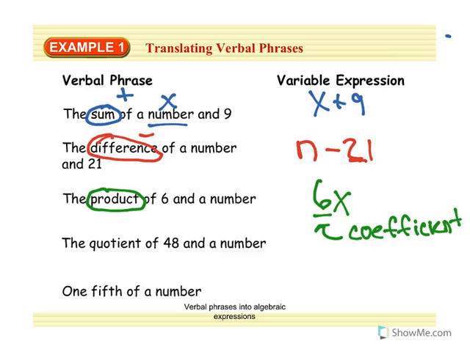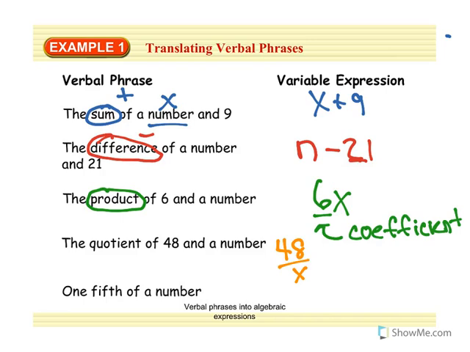The next one has a quotient, so the quotient of 48 and a number is going to be 48 divided by x. And again, for the quotient, it is important that we have the order correct. x divided by 48 would be the quotient of a number and 48, which are reciprocals. They are very different. And let's take a look at the last one.